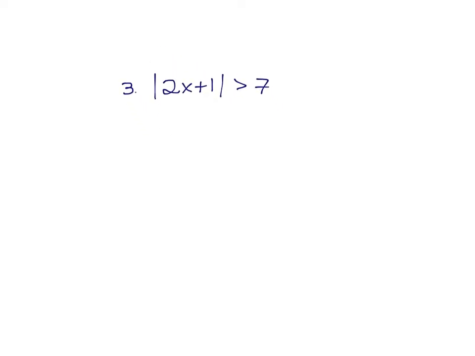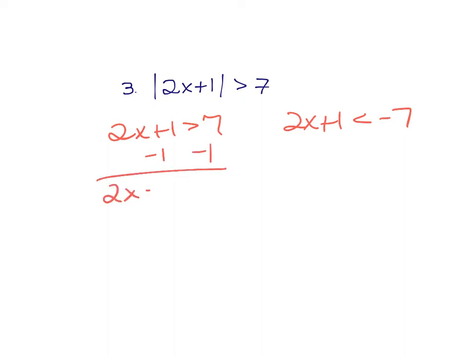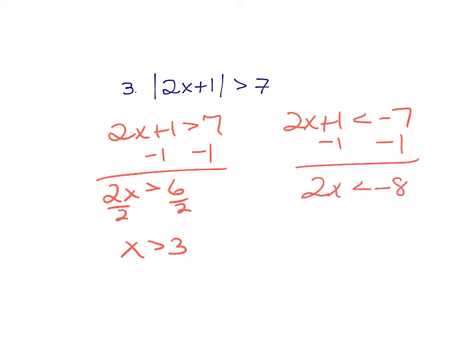So again, isolate the absolute value first, and then make the second problem, flip it, and make it negative. Solve for x. 2x is greater than 6. Divide by 2. x is greater than 3. Over here, subtract 1. Divide by 2. And x is less than negative 4.